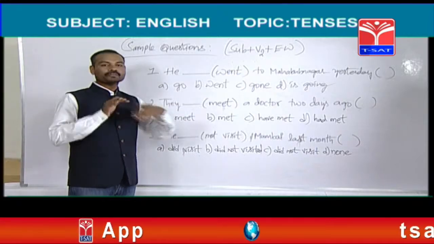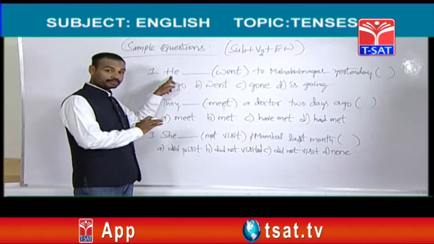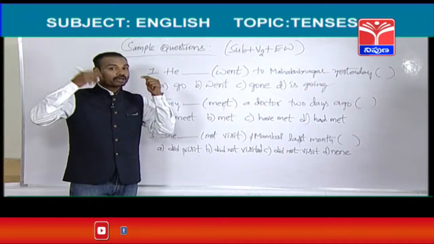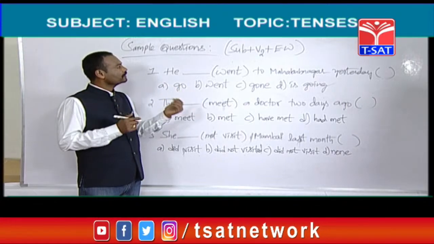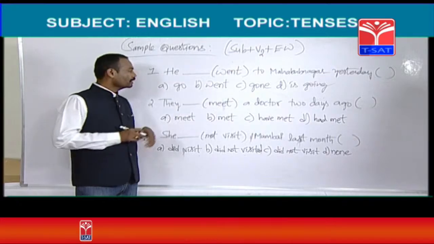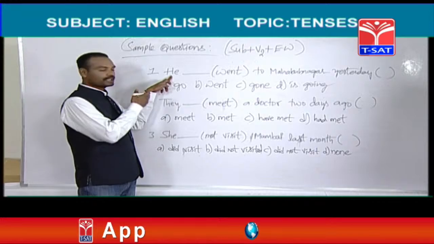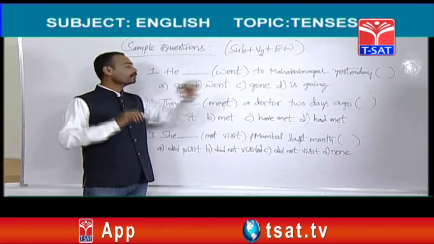After knowing the name of the tense, you should come to the subject. After coming to the subject, you should remind the frame or structure of this tense. What is the frame or structure or principle of this tense? Subject plus V2 plus extra words. So first, the subject has already been given here. Next, what should we take? We should take the second form of the verb.